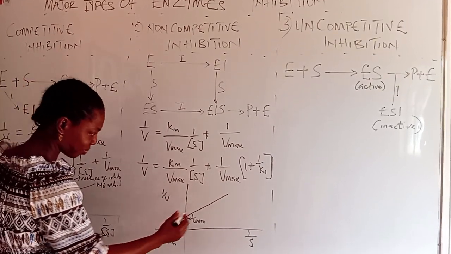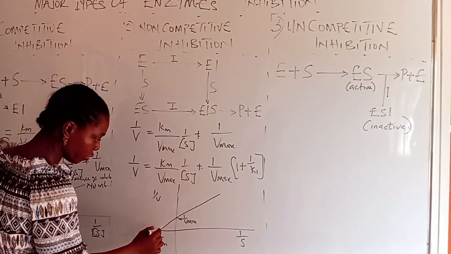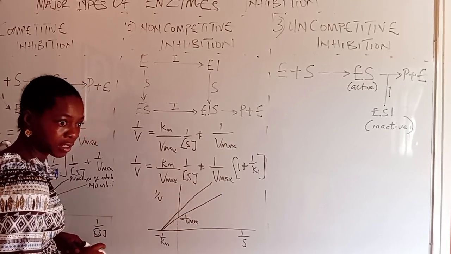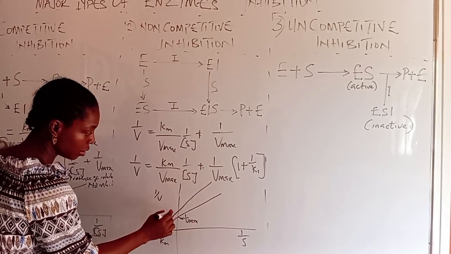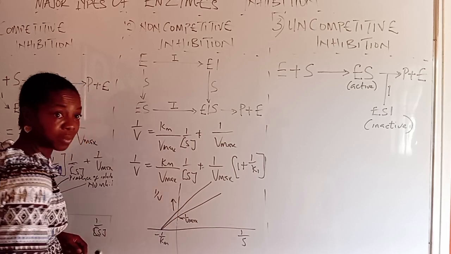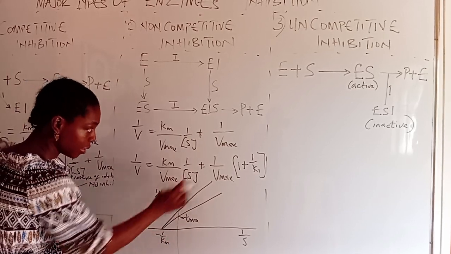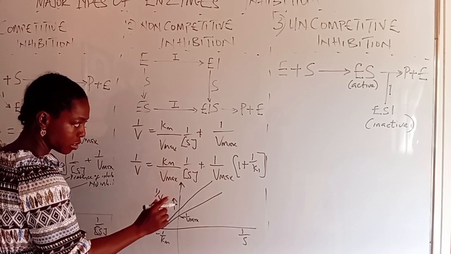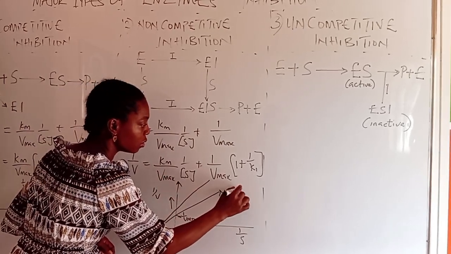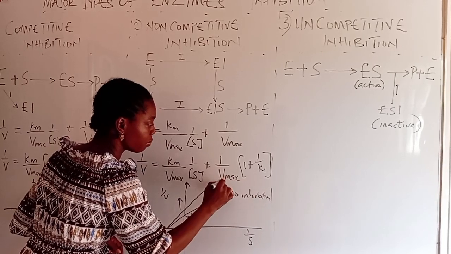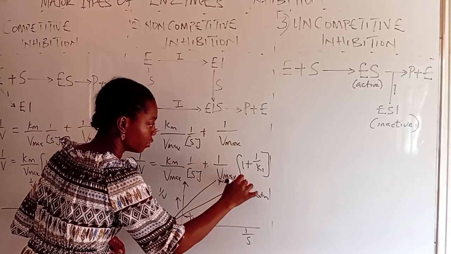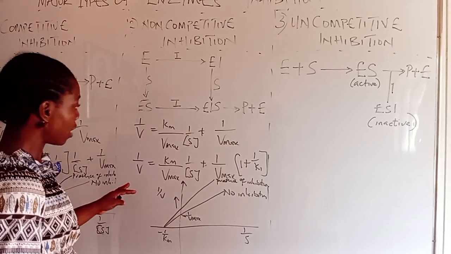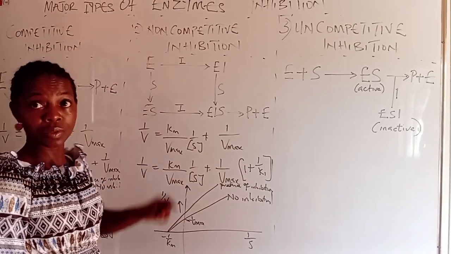We're going to have something like this. It's going to be from the same place since this is not affected, but the Vmax is affected. So we can see the Vmax goes in this direction. The presence of inhibitors takes the line on the Vmax upwards. So this is no inhibition, and this is presence of inhibition. So Vmax is reduced by the activity of non-competitive inhibitors.